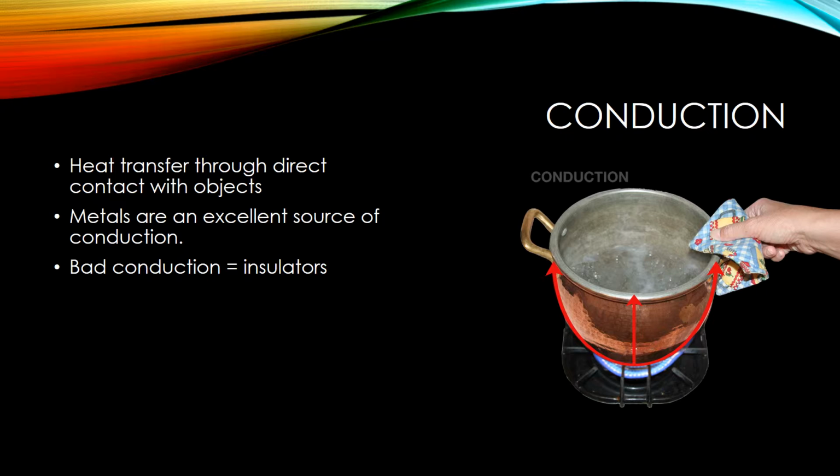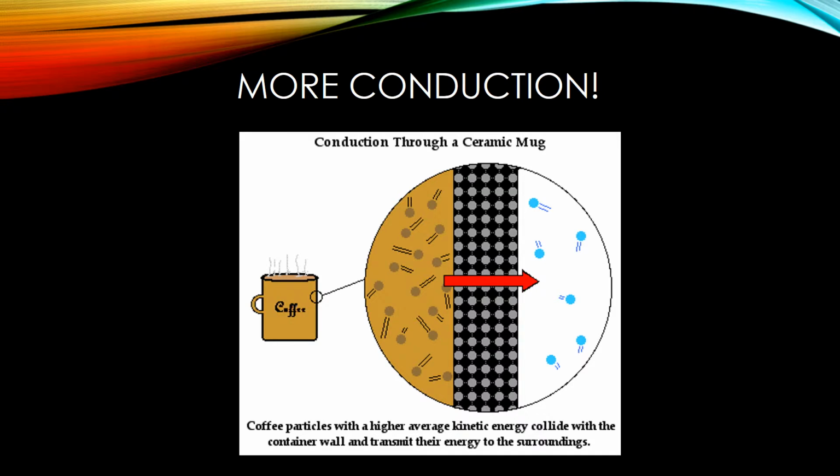And here is a picture of conduction in action with a pot. As the heat touches the metal, it warms up the insides of it. And for more conduction, here is an example of conduction through a ceramic mug. As you can see in the picture, it zooms in on the coffee mug and shows that coffee particles with a higher average kinetic energy collide with the container wall and transmit their energy to the surroundings, which is shown on the outside of the wall with the blue atoms that are bouncing everywhere off the coffee mug.